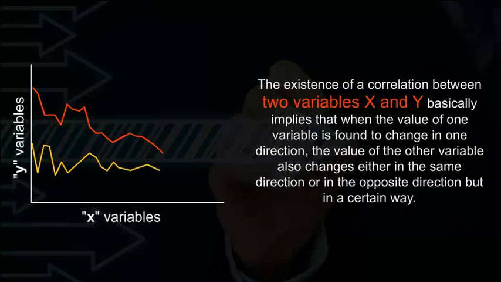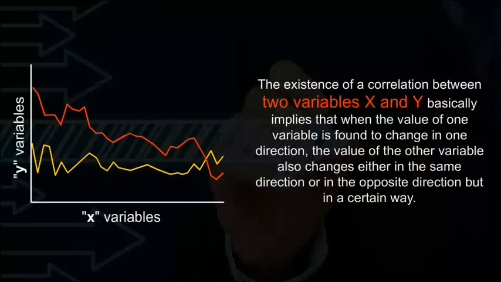The existence of a correlation between two variables x and y basically implies that when the value of one variable is found to change in one direction, the value of the other variable also changes, either in the same direction or in the opposite direction, but in a certain way.